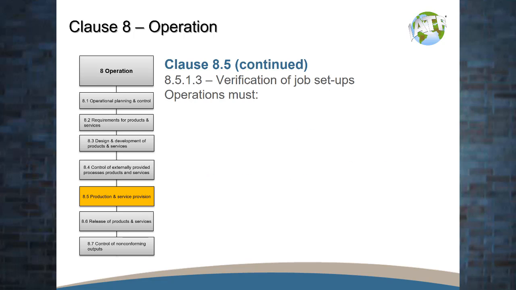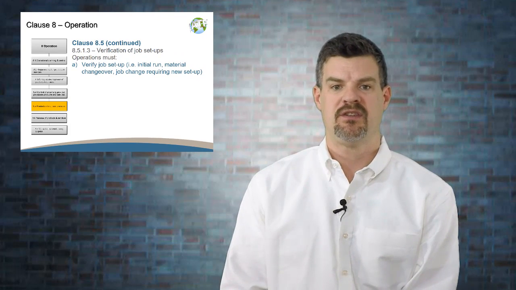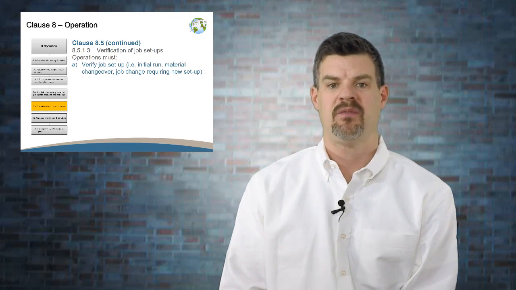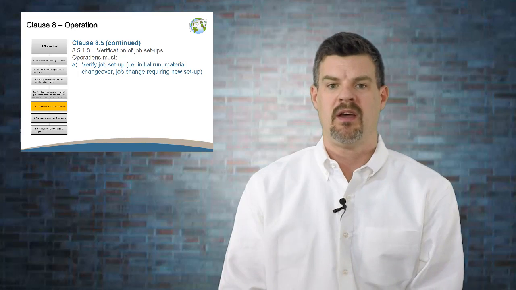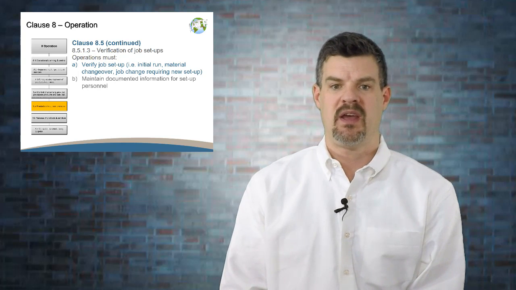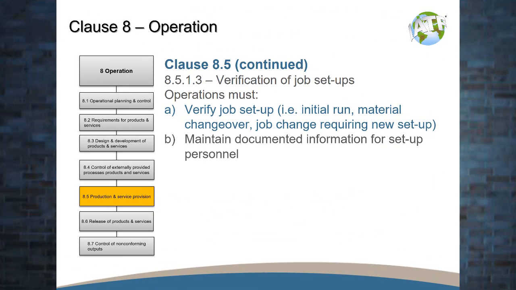8.5.1.3, we see verification of job setups, and operations must verify job setup, for example, initial run, during a material changeover, job change, requiring a new setup. But the idea here is that you do a bit of a job setup verification, first piece article, first run, rabbit run, master part run, making sure that the good and bad signals are working appropriately, and then you can go full speed ahead with production or service.